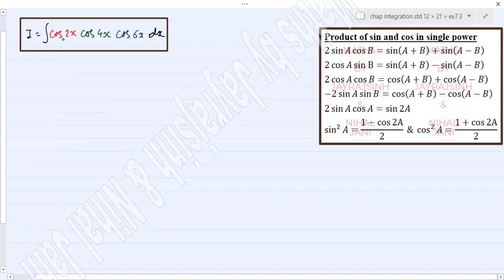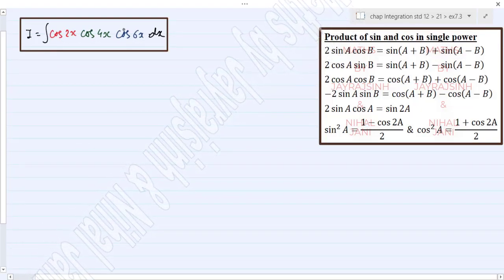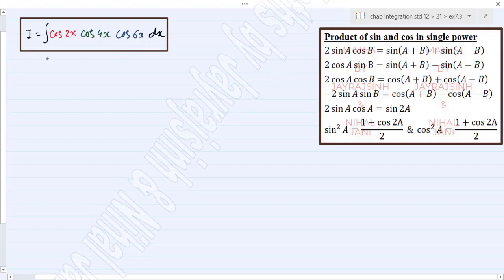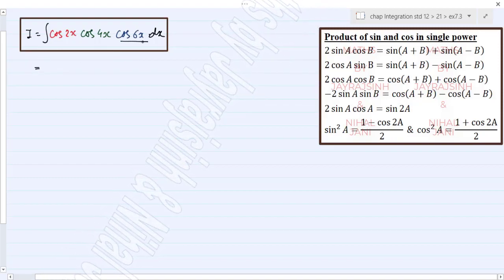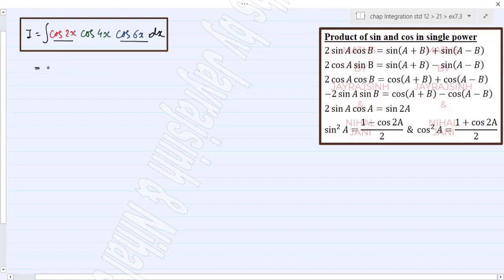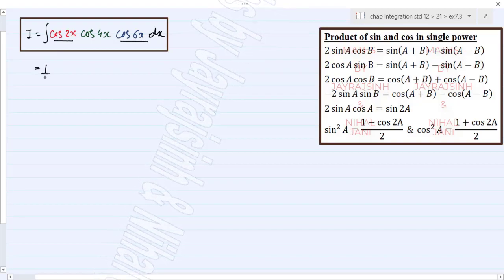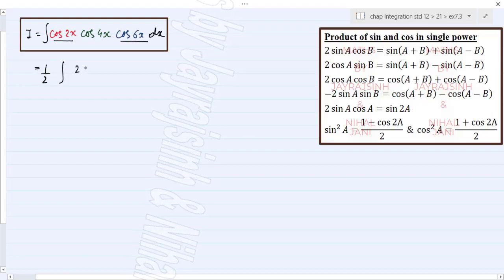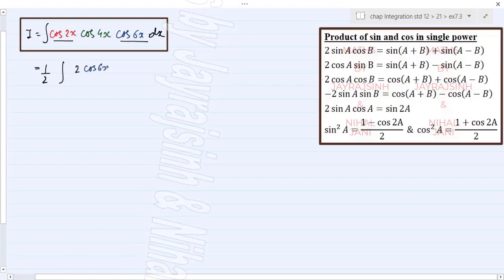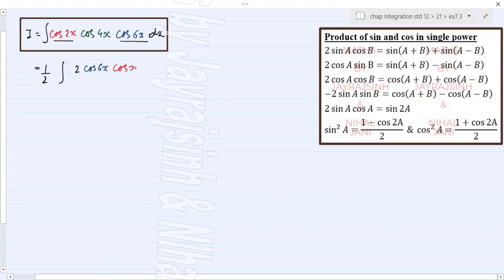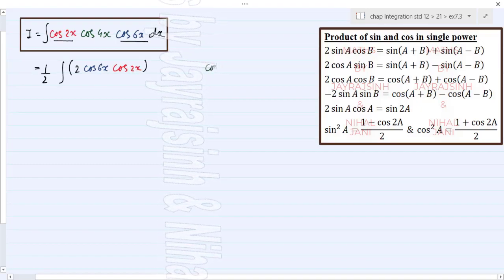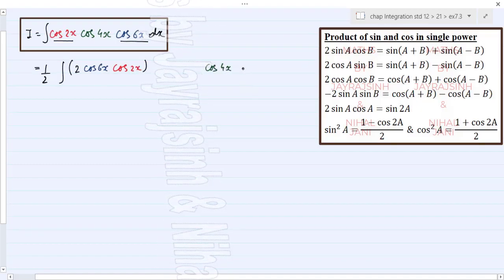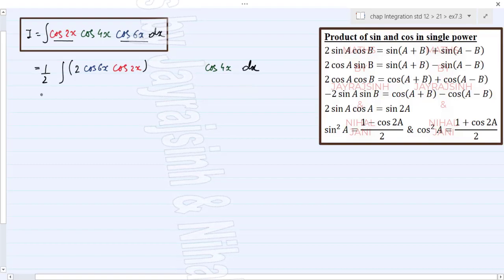Here we have to integrate cos 2x into cos 4x into cos 6x. Let's try to simplify cos 6x into cos 2x, and for that we have to multiply and divide by 2. So here we'll get 2 times cos 6x into cos 2x. For some time, this cos 4x will remain as it is.